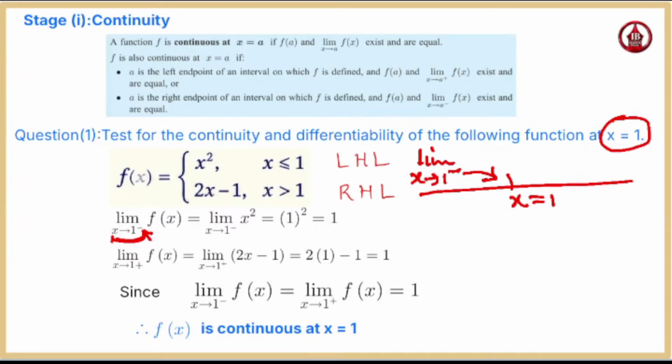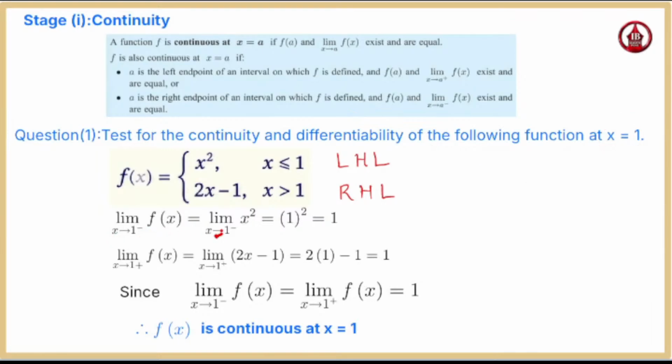Okay. So for this part, we write x tends to 1 minus f of x, which will be limit x tends to 1 minus x square, right? And whether it is 1 minus or 1 plus, we replace x by 1. Okay, so x square will become 1 square, right? And therefore 1 square is 1. Okay, so this limit is 1.